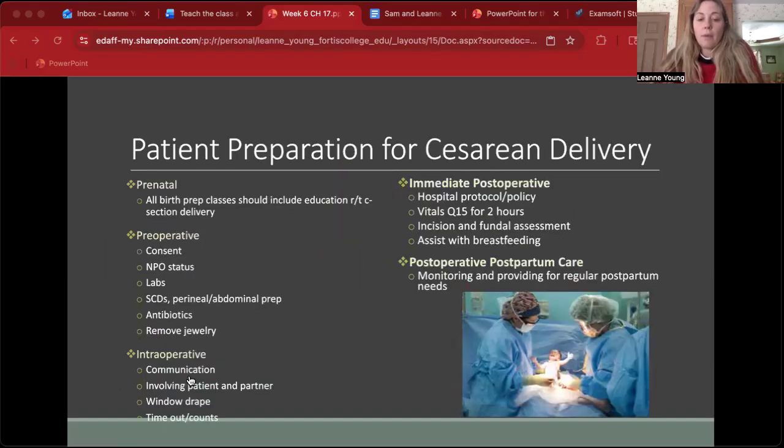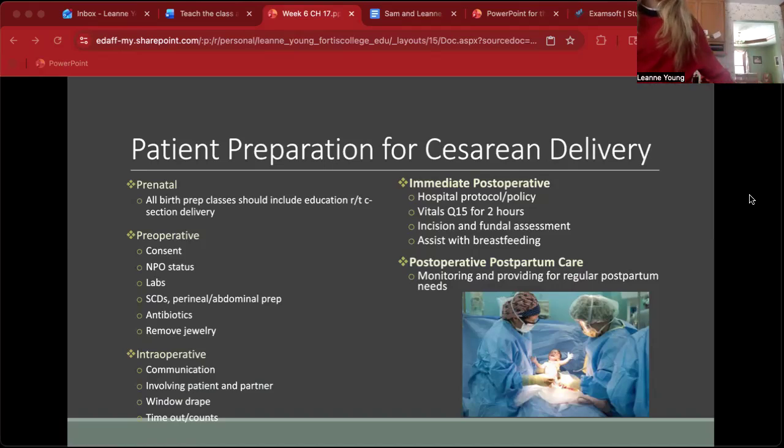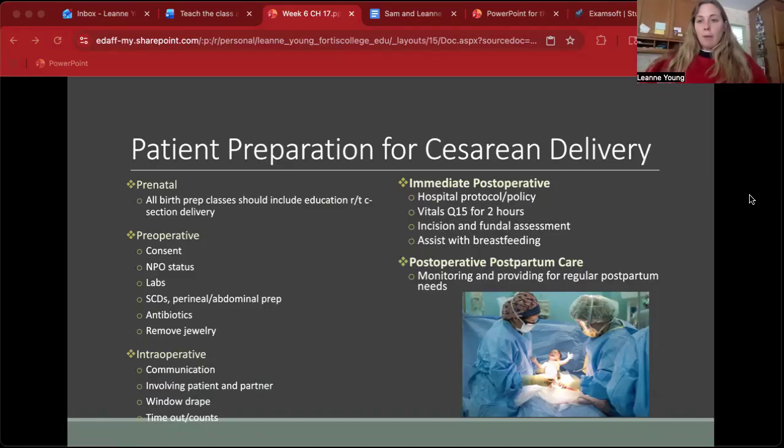All right, prepping our patients for a cesarean delivery. Prenatal birth prep classes should include education related to C-section delivery. Not all of them do. So, as OBGYNs, we should be educating our patients. It's all fine and dandy that you go to the birth prep classes offered at the hospital.